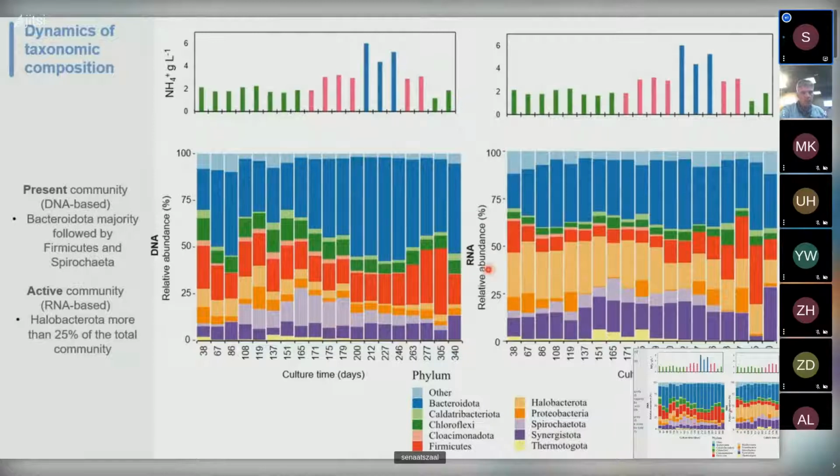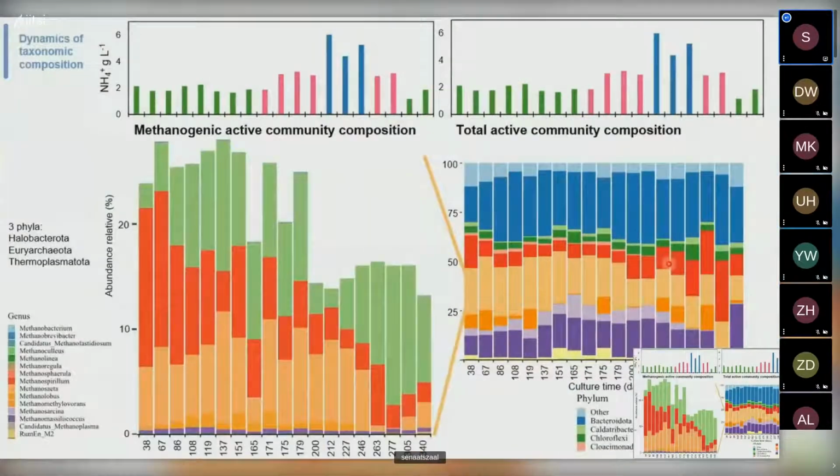If we focus on the active community, so the RNA based, we can see that Halobacterota in light orange was more than 25% of the total active community. So then I took all the active community composition, corresponding to Halobacterota, Euryarchaeota, and Thermoplasmatota, and I observed the metatranscriptomic active community composition.